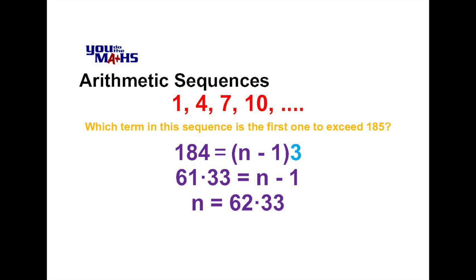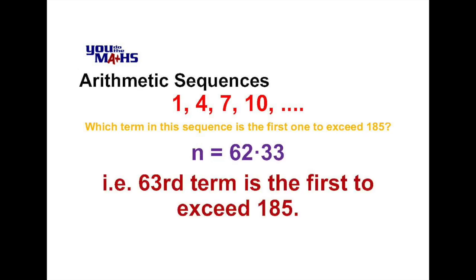And that's because this answer has actually been found using algebra. It doesn't actually relate directly to the sequence. We do need a whole number. So what we can do is do some checking, or just think it through carefully and say that if 62.33 is a theoretical answer, that means that the 62nd term must be slightly less than 185, and the 63rd term must be slightly more because the sequence is always increasing. So the first term to be over 185 will be the 63rd term.